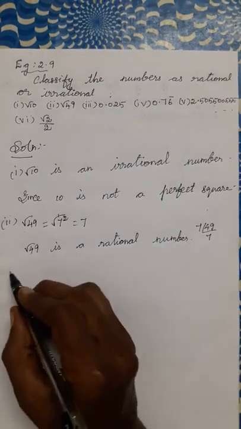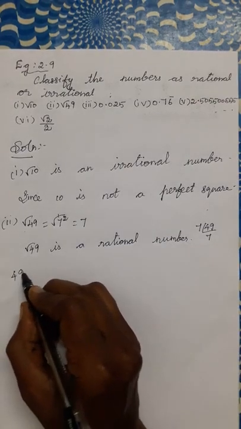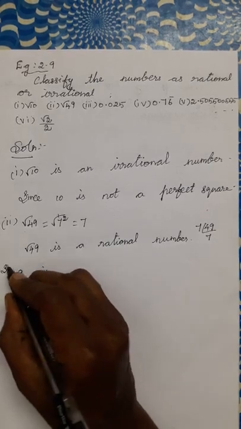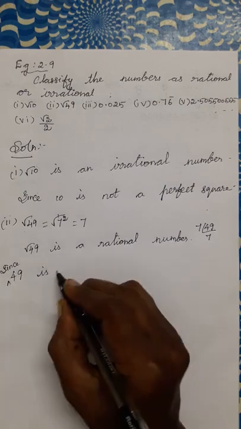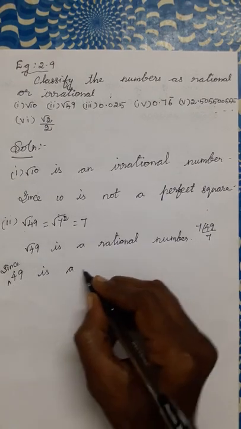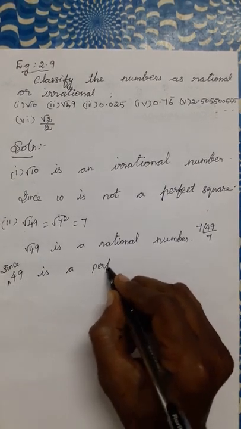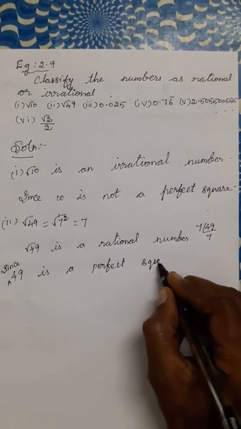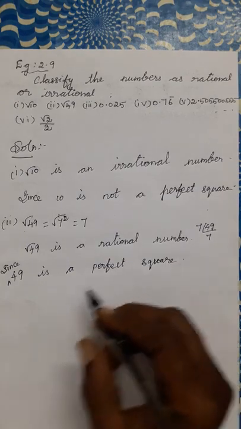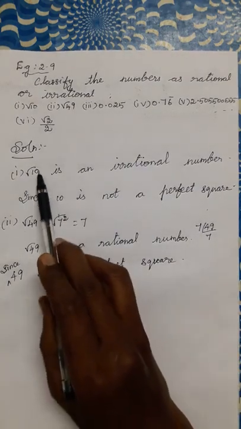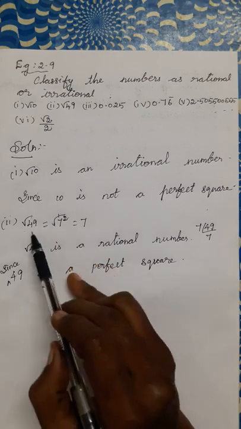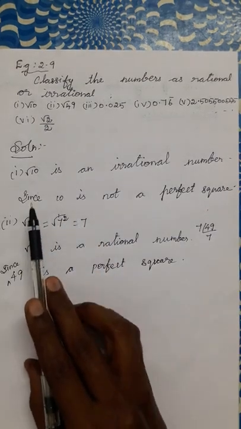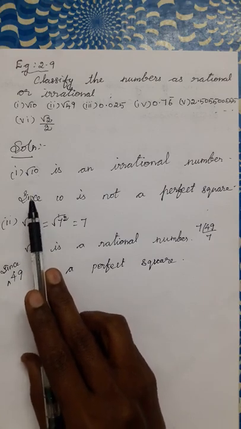Why is it a rational number? Since 49 is a perfect square. Have you understood that? Inside the square root, a perfect square number means that is a rational number. Not a perfect square number means irrational number.